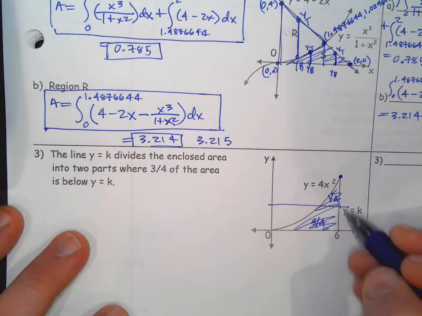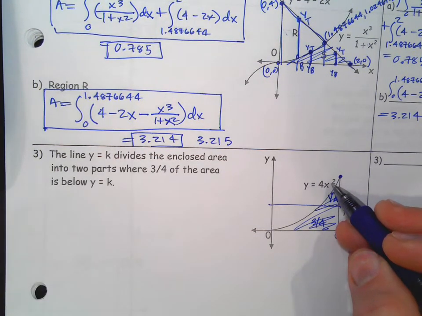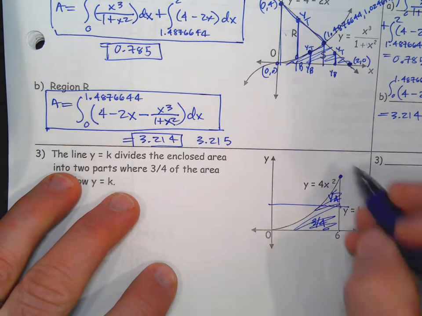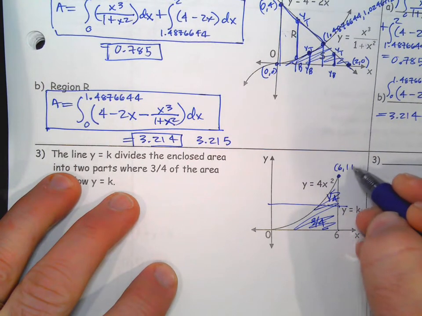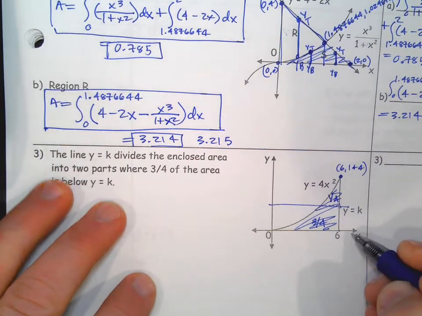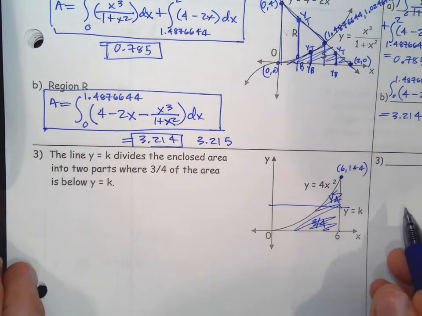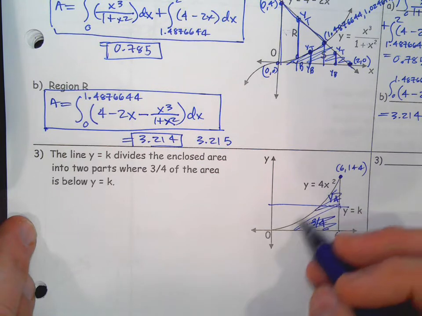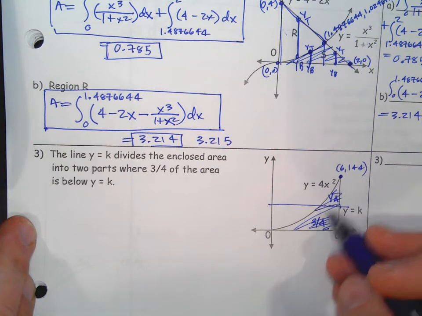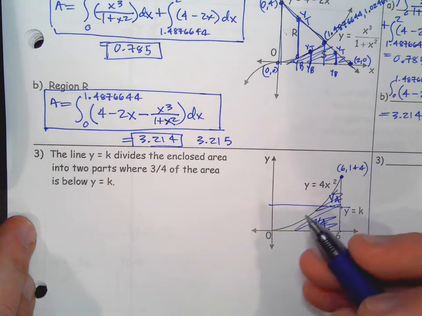This number, by the way, 4 times 36 is 144. Do you want to do 0 to k or k to 144? You want to do 0 to k. Okay. Now, if you remember, we have to find the total area to find 1/4 or 3/4 of it, and then set up another problem.